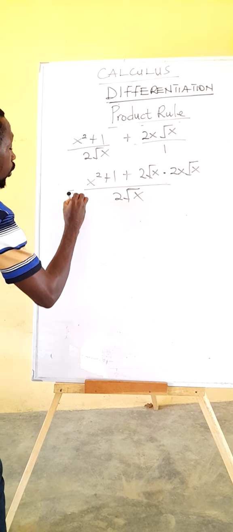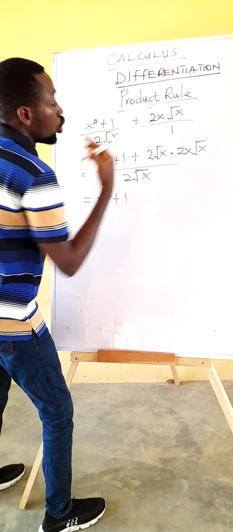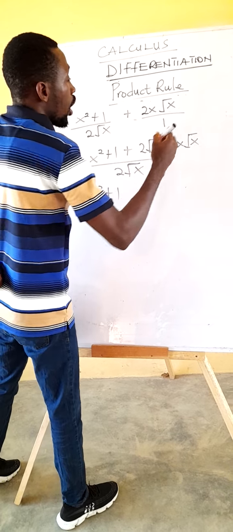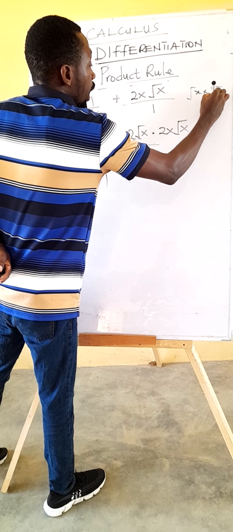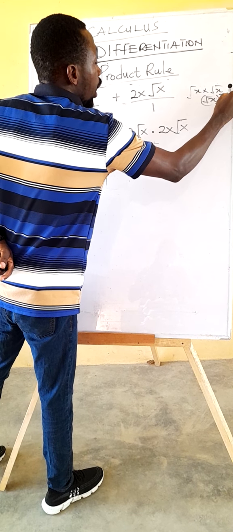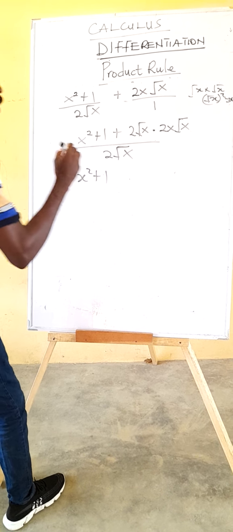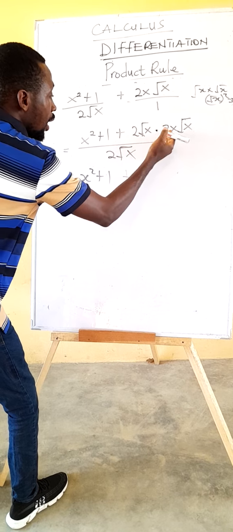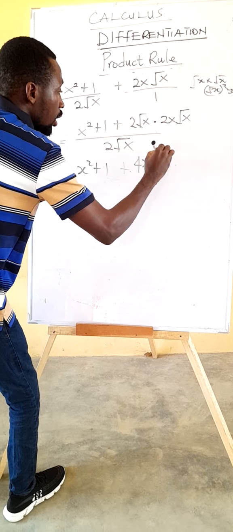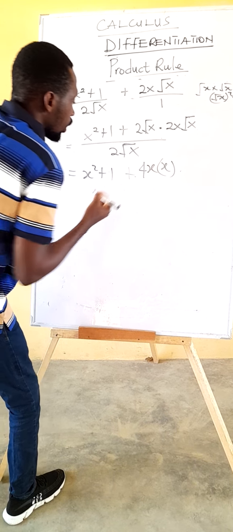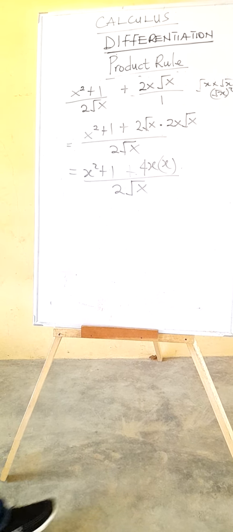So what do we have? We have x squared plus 1. See, root x times root x. When you have root x multiplying root x, that will be root x all squared and the answer will be x. So root x times this root x is x. So we can have 2 times 2x, that will be 4x. Then root x times root x is x. All over 2 root x.